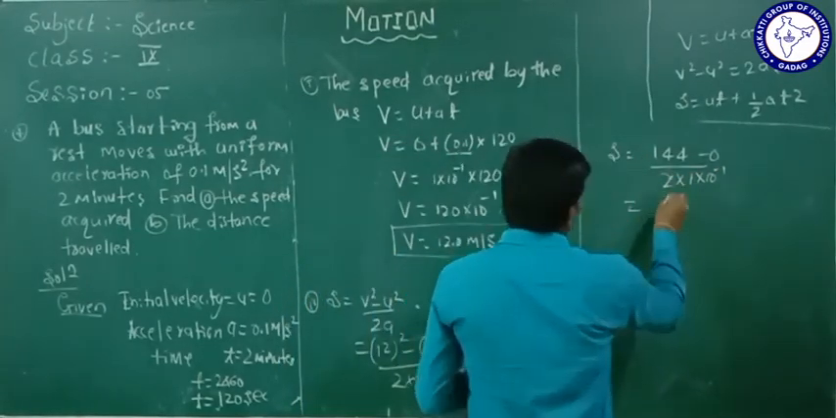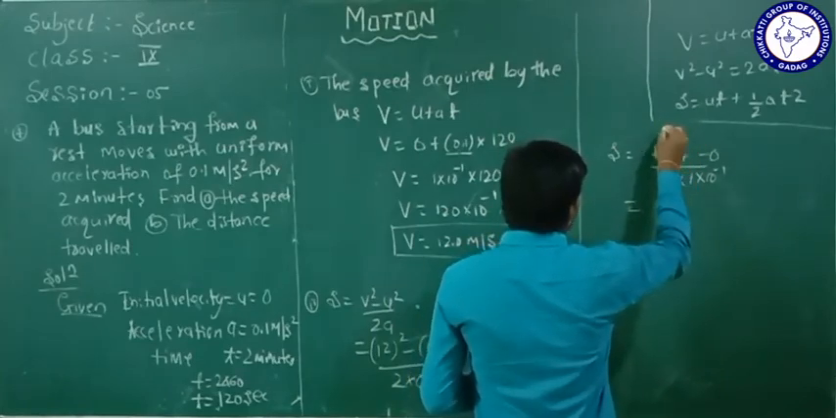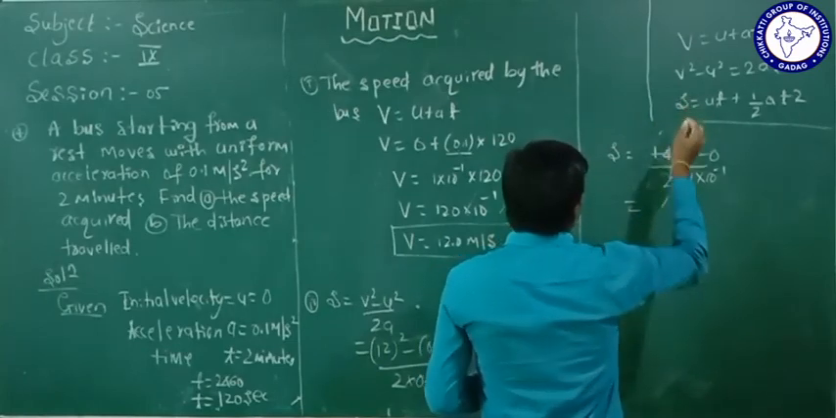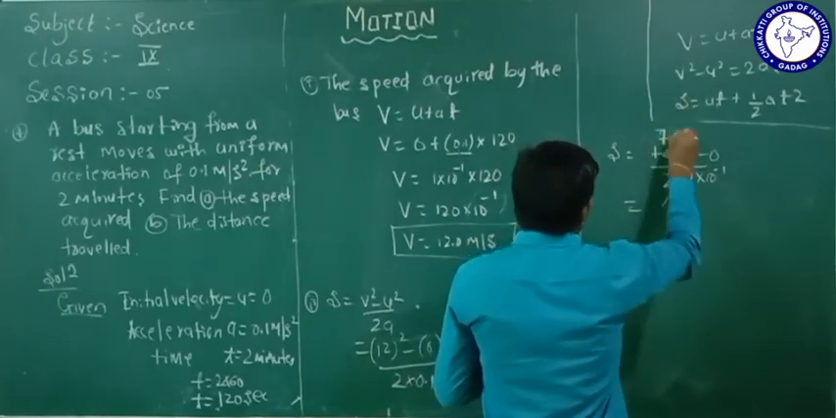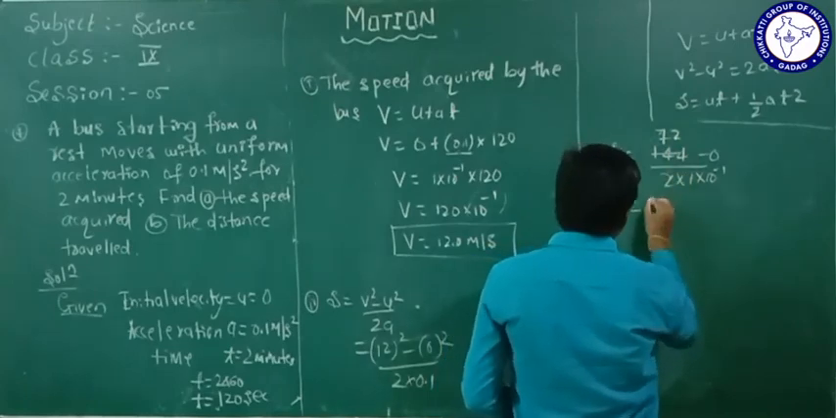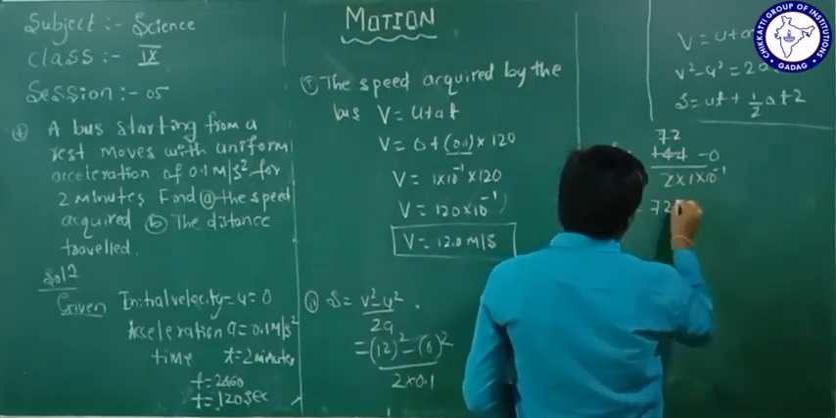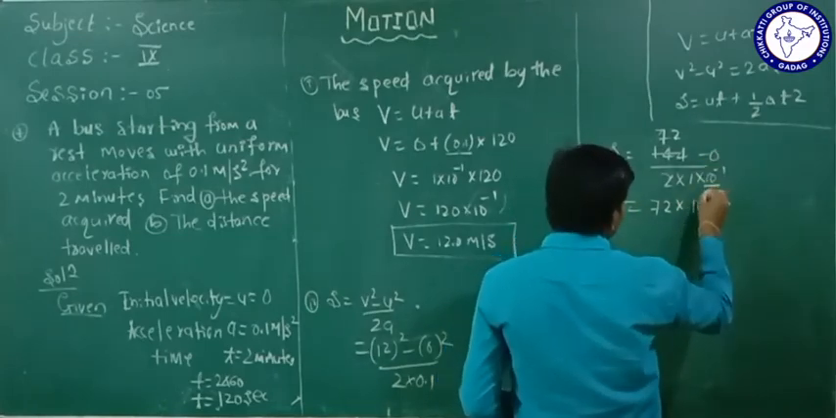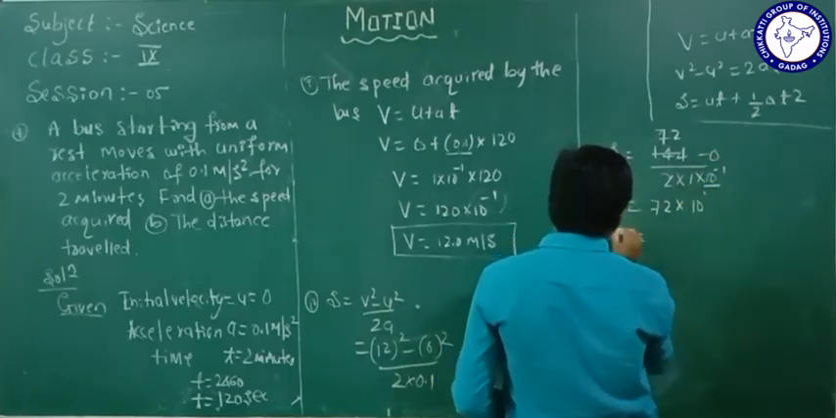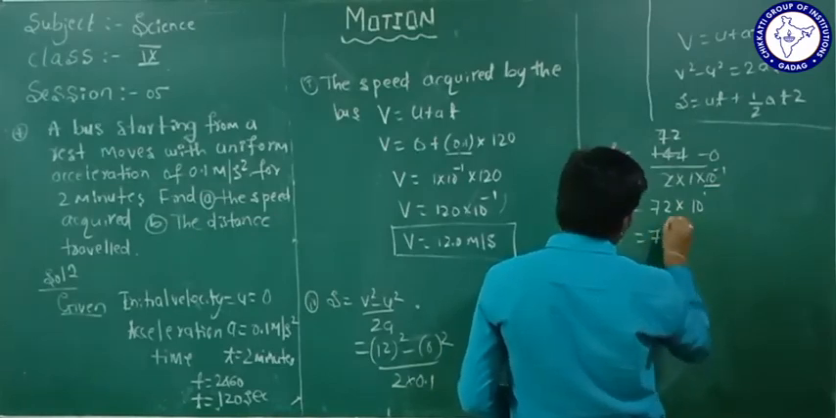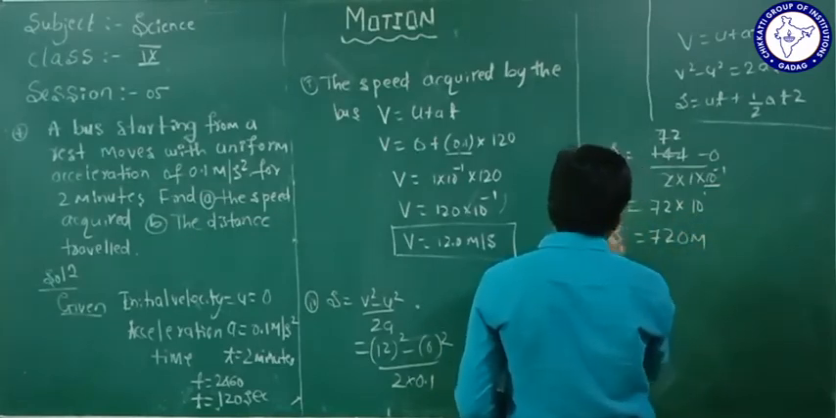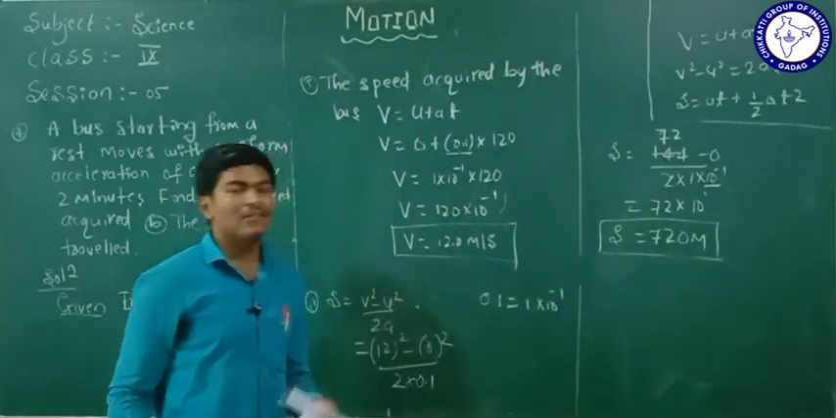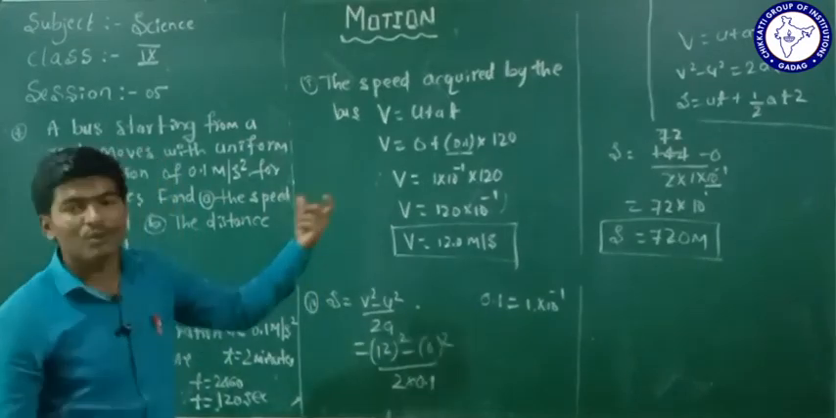So 2 ones are 2, here 72s are 144, that is equal to 72 into 10 raised to minus 1. You have to take it to the numerator as 10 raised to 1. That is s is equal to 72 into 10, that is 720 meter. The bus travels about 720 meter in the given time of 2 minutes with an acceleration of 0.1 meter per second square.